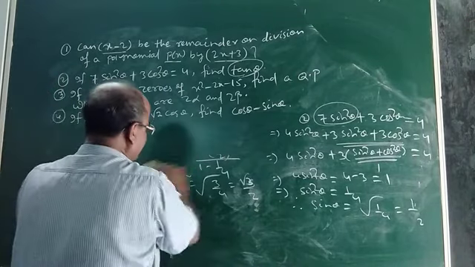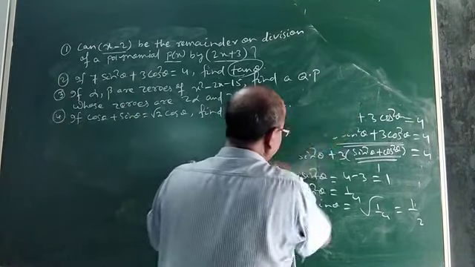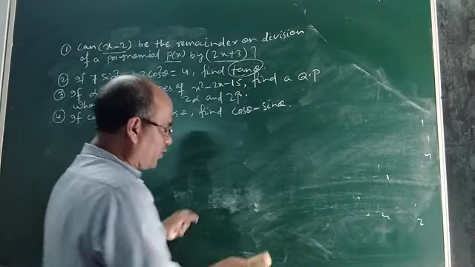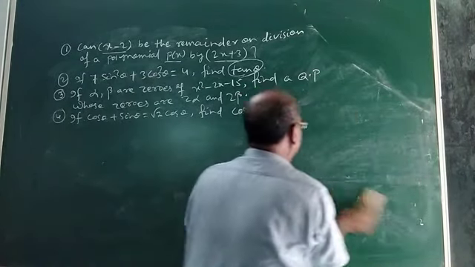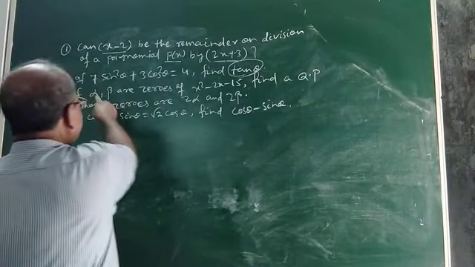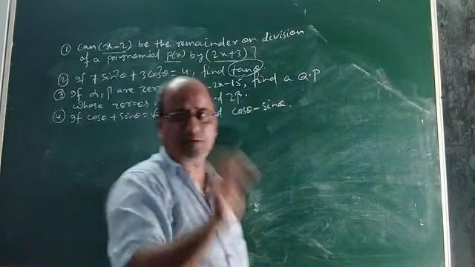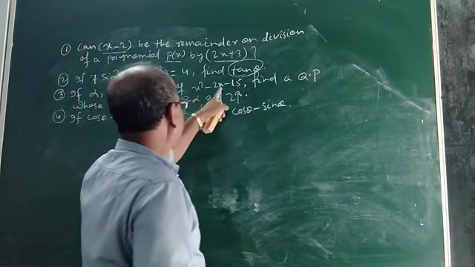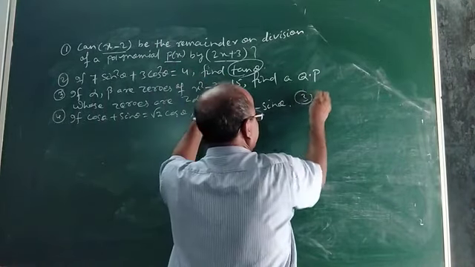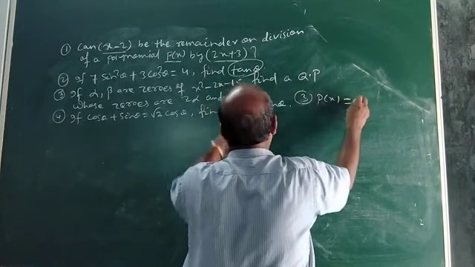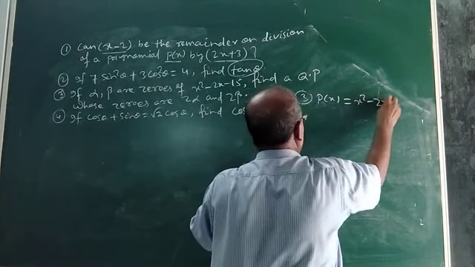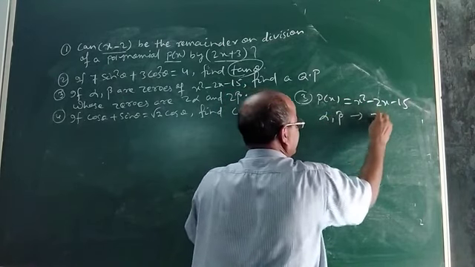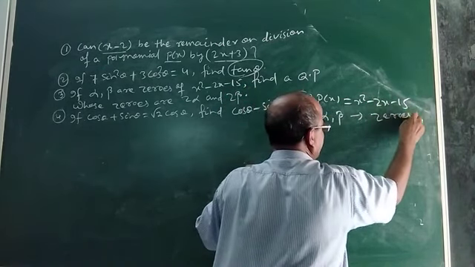See question number 3. What is given? It is again a question on polynomial. A quadratic polynomial has 2 zeros, namely alpha and beta. Suppose you are given alpha and beta are the zeros of this polynomial. So the given quadratic polynomial is x square minus 2x minus 15, and you are given alpha and beta, these 2 zeros.